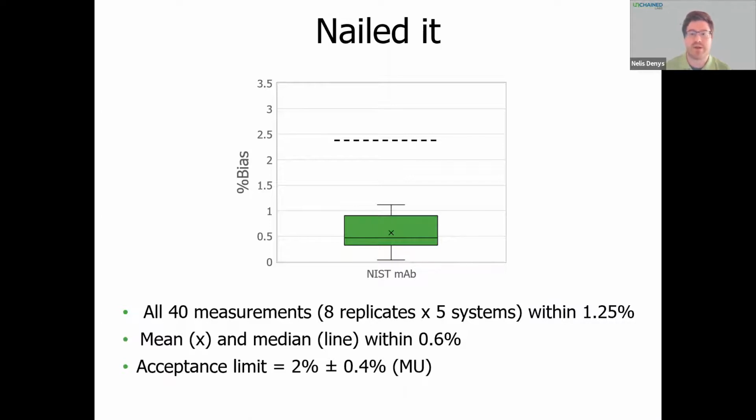Now here you can see the measurements done in octuplicate with 2 microliters of the NISTmAb in high Lunatic plates on 5 different instruments. All measurements in the 5 tested Lunatics were within 1.25% of the 10 mg per mL reference concentration of NISTmAb, as shown by the whiskers of the box and whisker plot. Mean values shown by the X and median values shown by the middle black line of these 40 measurements were within 1% of the reference value.